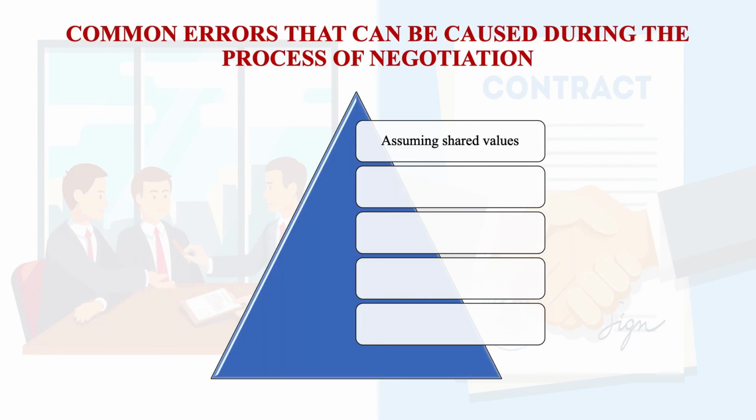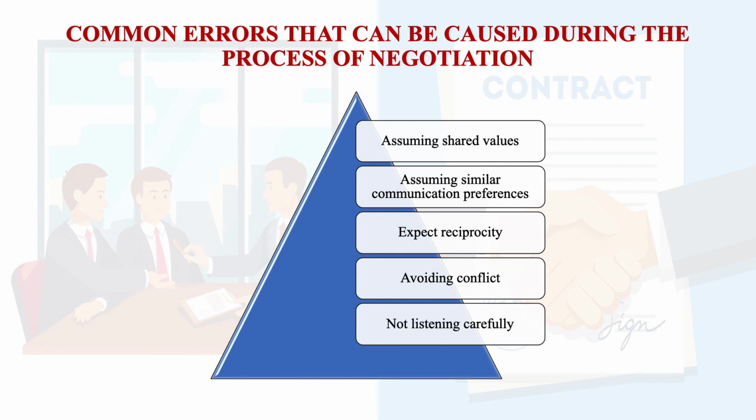Now, the common errors that can be caused during the process of negotiation and which should be avoided by the parties include assumed shared values, assumed similar communication preferences, then expecting reciprocity, avoiding conflict, not listening carefully, and also any other perceptual bias that can come in the way of negotiation process, that should be resolved, that should be removed through open communication.